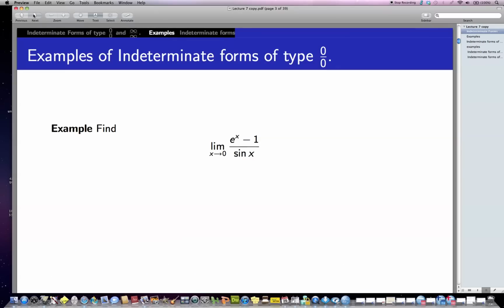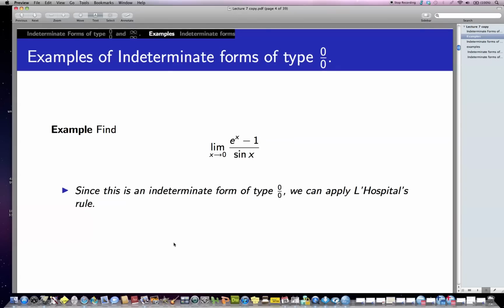Let's go back to our example, e to the x minus 1 over sine x. What is the limit as x approaches 0? Well, we can apply L'Hopital here. First we must check that it is an indeterminate form, and we did that before. It's an indeterminate form of type 0 over 0. And we can apply L'Hopital's rule because both of these functions are differentiable everywhere, especially around 0. And the derivative of sine of x is cosine of x, which doesn't get anywhere near 0 for x near 0.